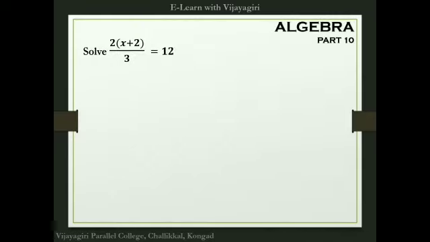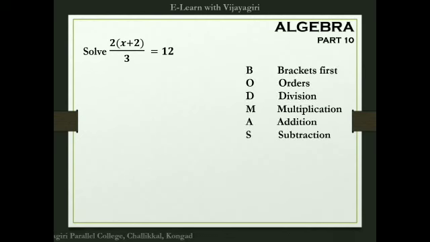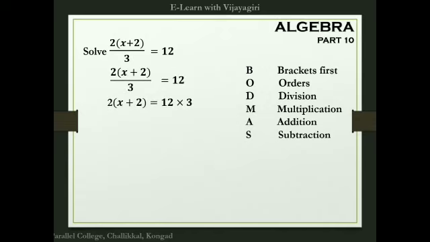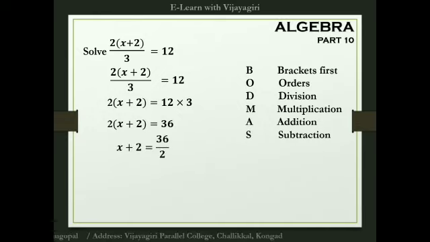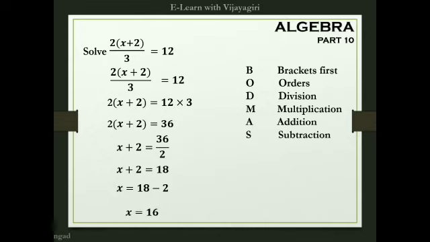Solve 2(x + 2) by 3 = 12. Here also 2(x + 2) you have to do first, then only division will come. So by 3 you have to take to the other side first, it becomes multiplication. Now 2(x + 2) will be equal to 36. Now multiplication is the last one in this, so you take that to the other side first. x + 2 = 36 by 2, which is 18. Now addition we can take to the other side and it becomes subtraction. So the answer will be 16.